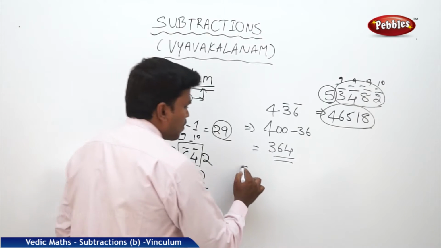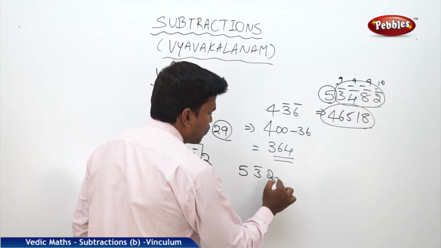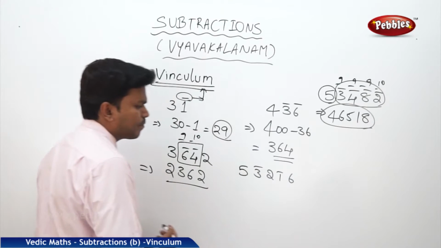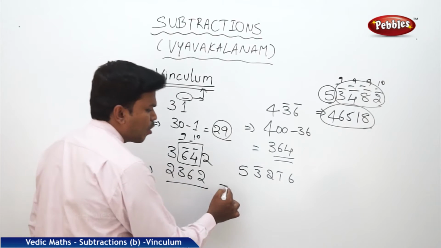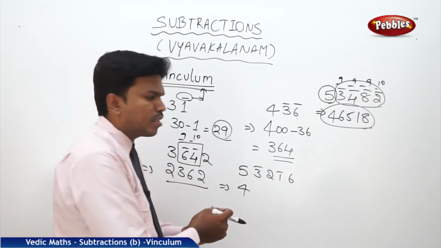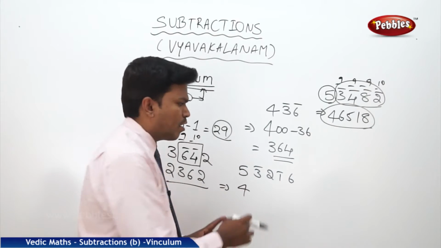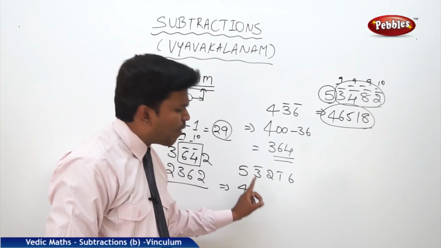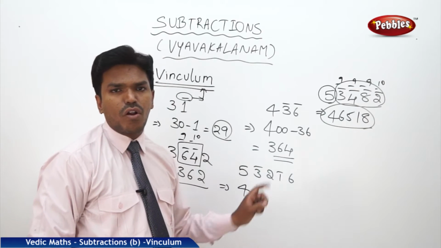One more example. 5 3 bar 2 1 bar 6. I want to convert this one. How much will it become? 5 becomes 4. Why? Because its next number is a bar number. That's why I'm reducing the number before by 1. Now there is only one digit which is having a bar on it.